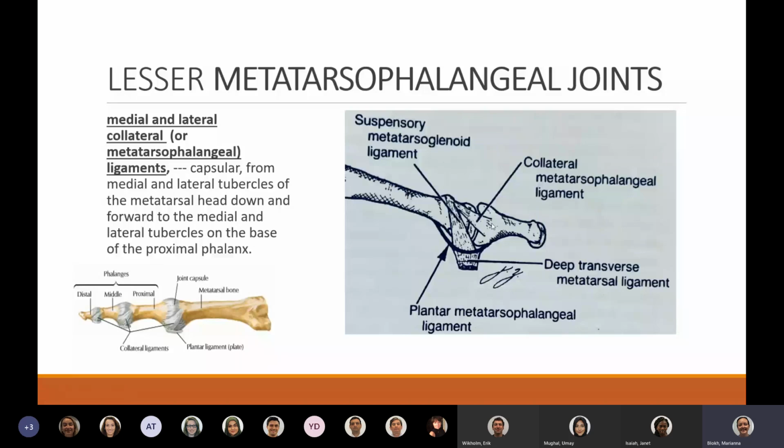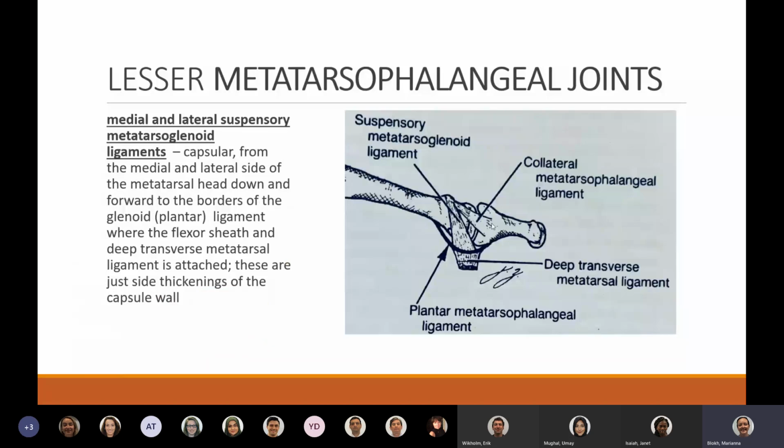Now, this is, again, discussing the lesser metatarsophalangeal joints. Plantar plate is also obviously present at the first metatarsophalangeal joint. Just be aware of all these little components. We could spend 2 hours reviewing them, but here they are.